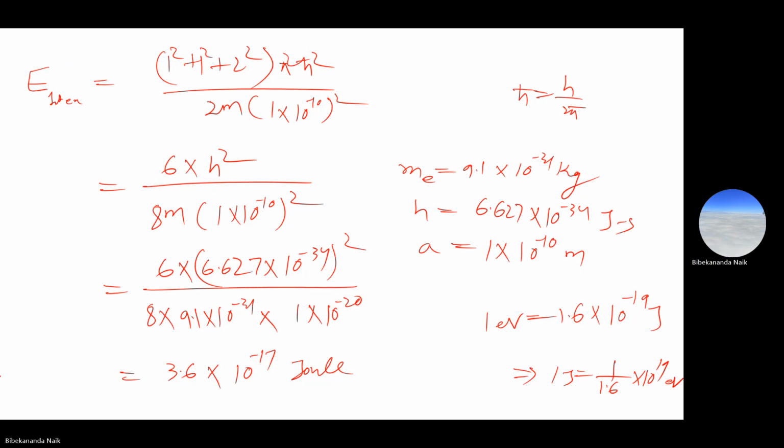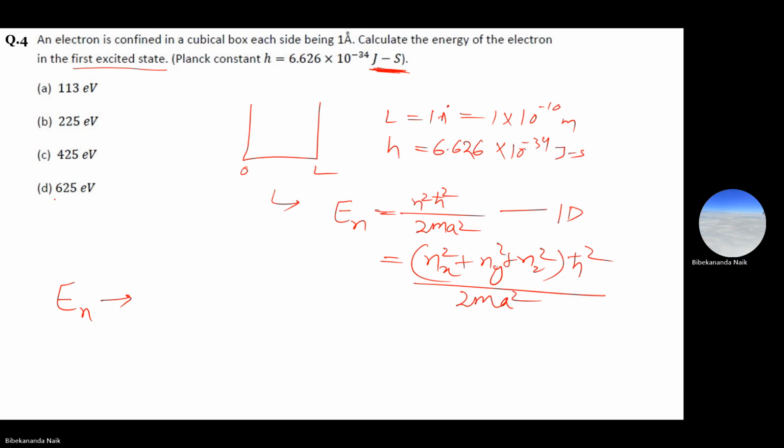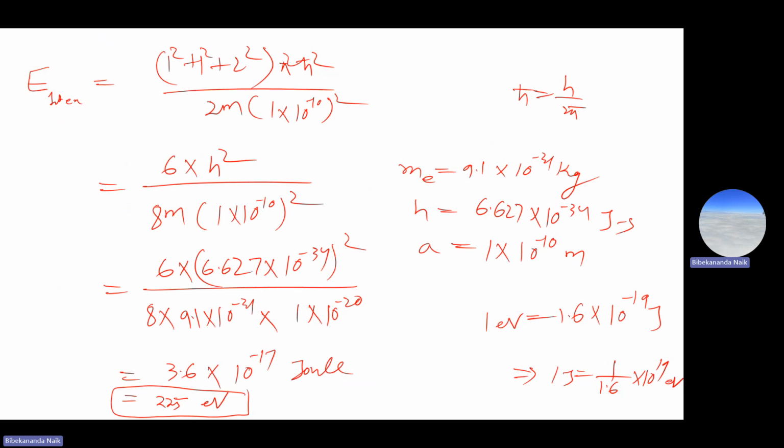If you put these values and convert, you will get the energy value in terms of electron volt as 225 electron volt. The correct option will be option B, which is 225 electron volt. So when the electron is confined in a cubical box of each side having length 1 Angstrom, the energy of the electron in the first excited state will be 225 electron volt.